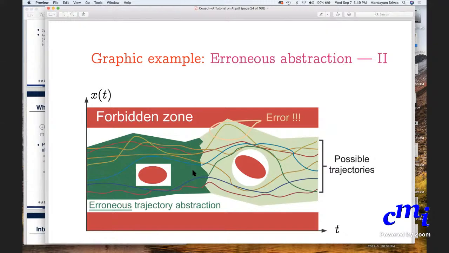But as I pointed out, it is still useful. Even with this under approximation, for example, if the dark green area overlapped with the forbidden zone up there, then you could say that you can find an error. Okay, so it's an effective technique to debug, to show the possible presence of errors. So, that's why one can use under approximations as well.